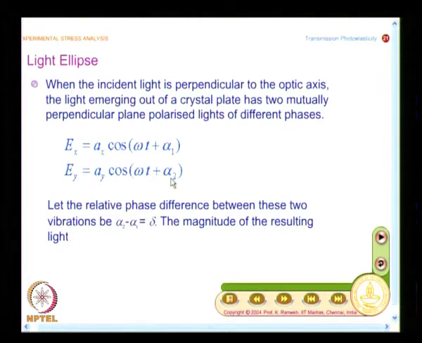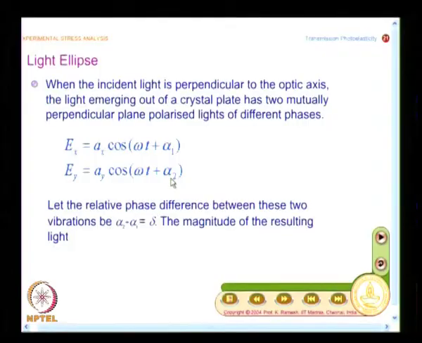In photoelasticity literature, more than the absolute phase, it is the relative retardation that is very important. Keeping this idea in mind, we would also go back and recast the equation. That is what we will do later. So, we will look at the relative phase difference between these two vibrations, label that as delta, and delta is nothing but alpha 2 minus alpha 1. It is the relative phase difference that is very important.